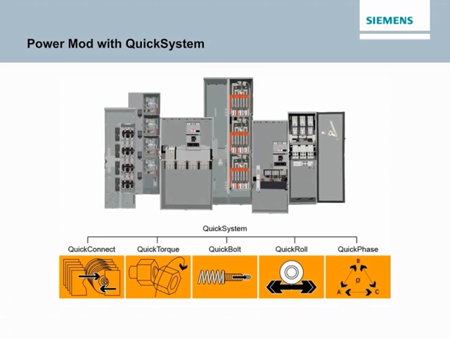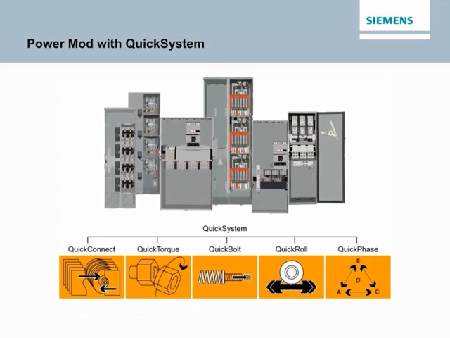PowerMod service can be single-phase 3-wire, 120/240 VAC; 3-phase 4-wire, 120/208Y; or 3-phase 3-wire 240 VAC delta. The cross bus that connects all modules is aluminum and has a 1200 amp continuous current rating. PowerMod has a unique combination of 5 labor-saving features to aid the contractor during installation.